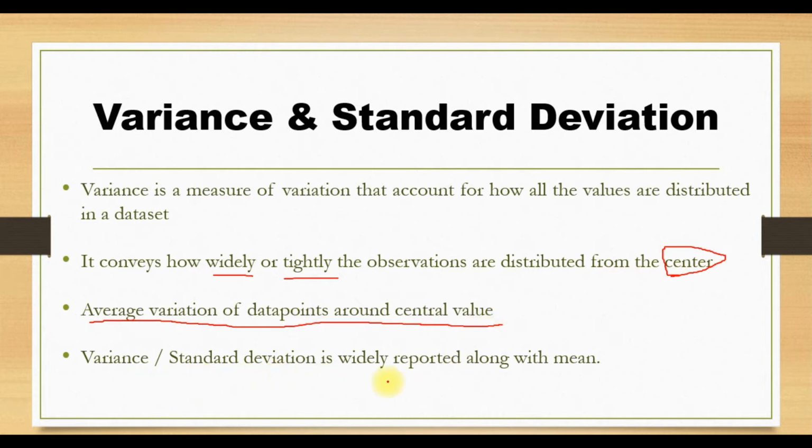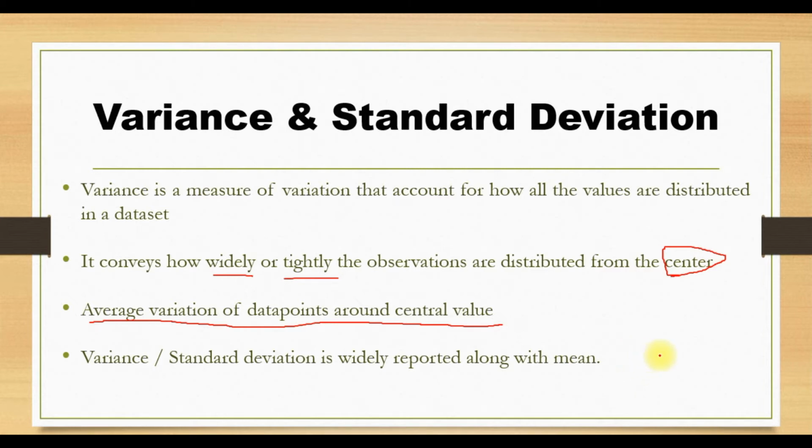Variance or standard deviation is widely reported along with mean. Okay, why along with mean? Because it's the average variation of data points around mean. That is why we should use variance or standard deviation along with mean.